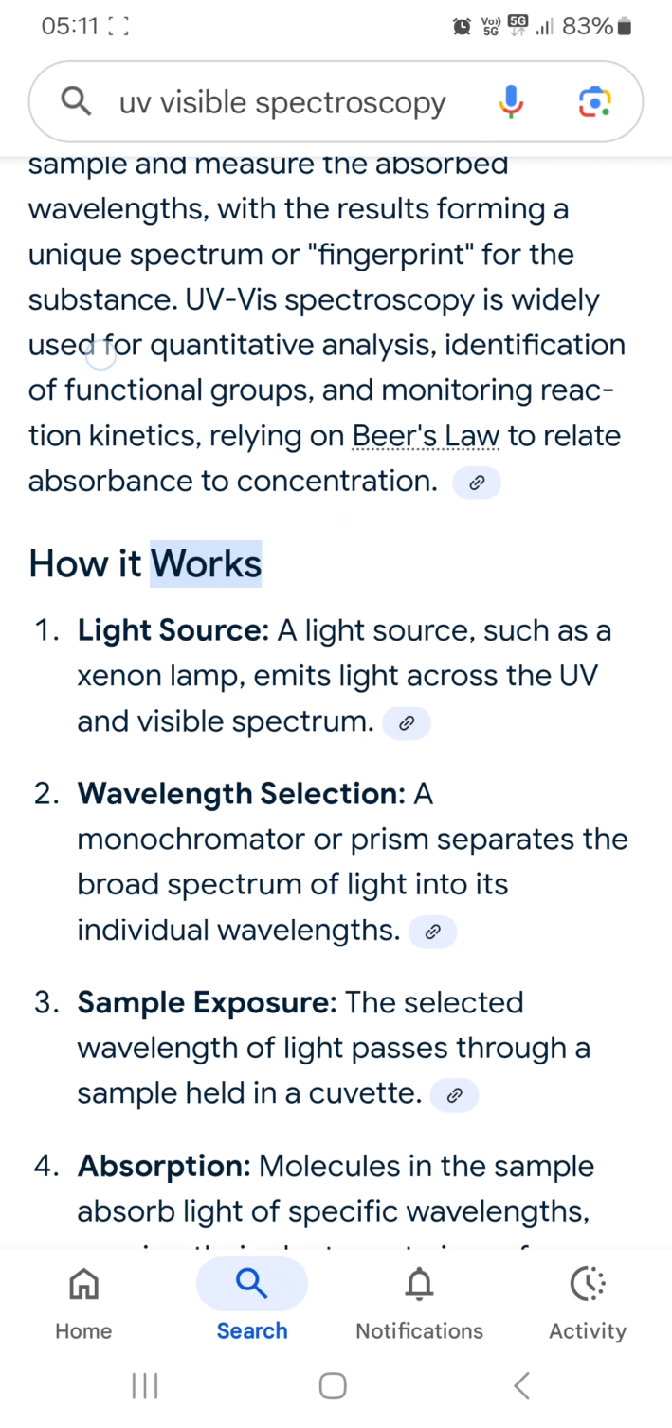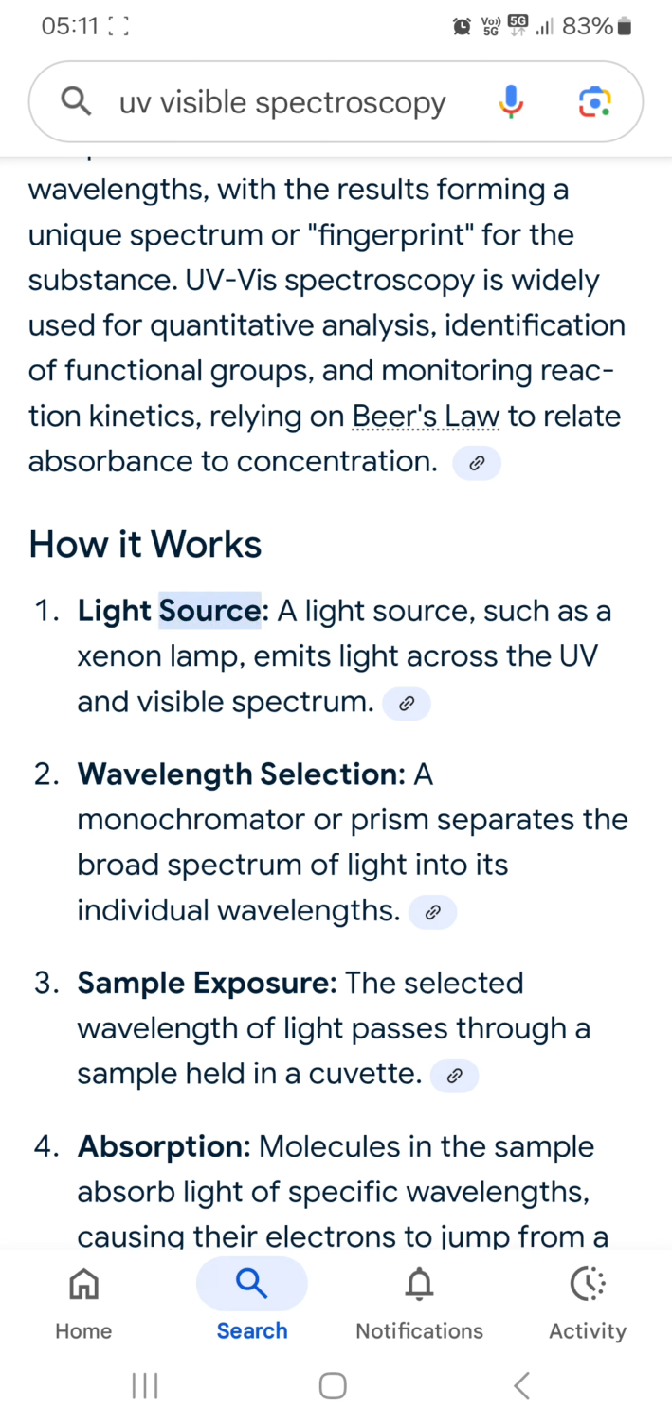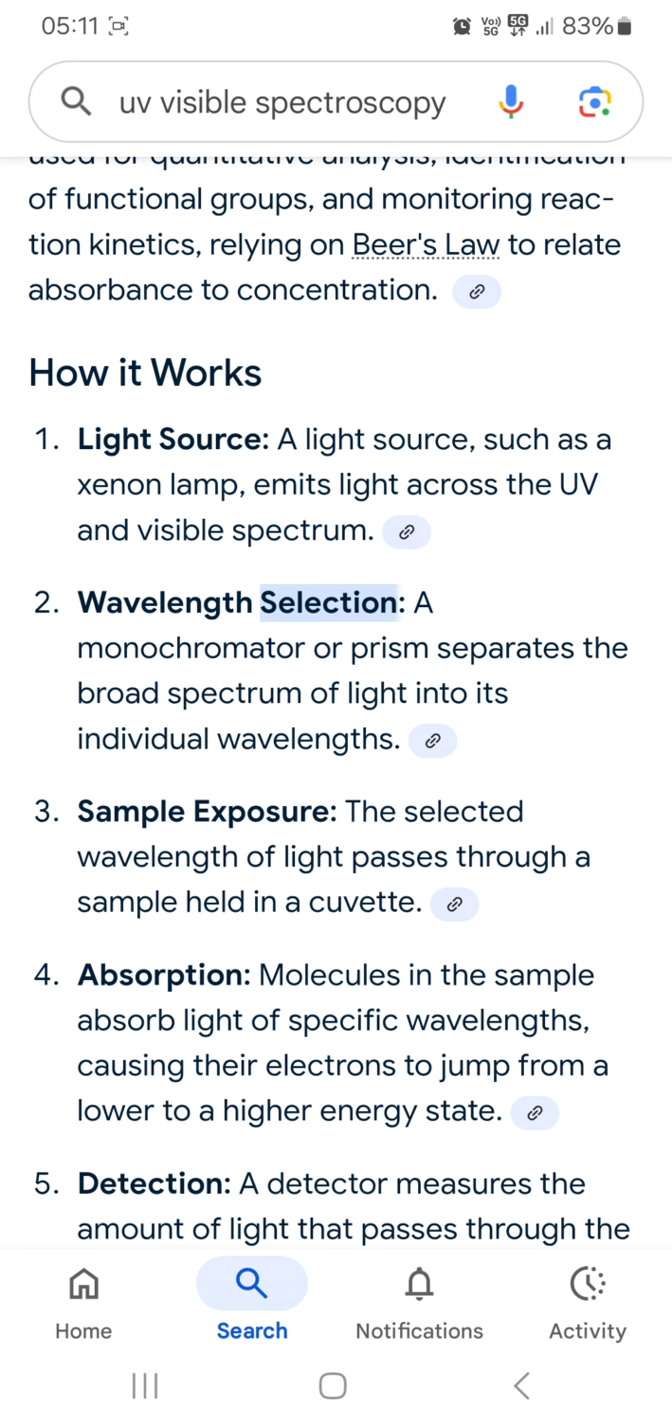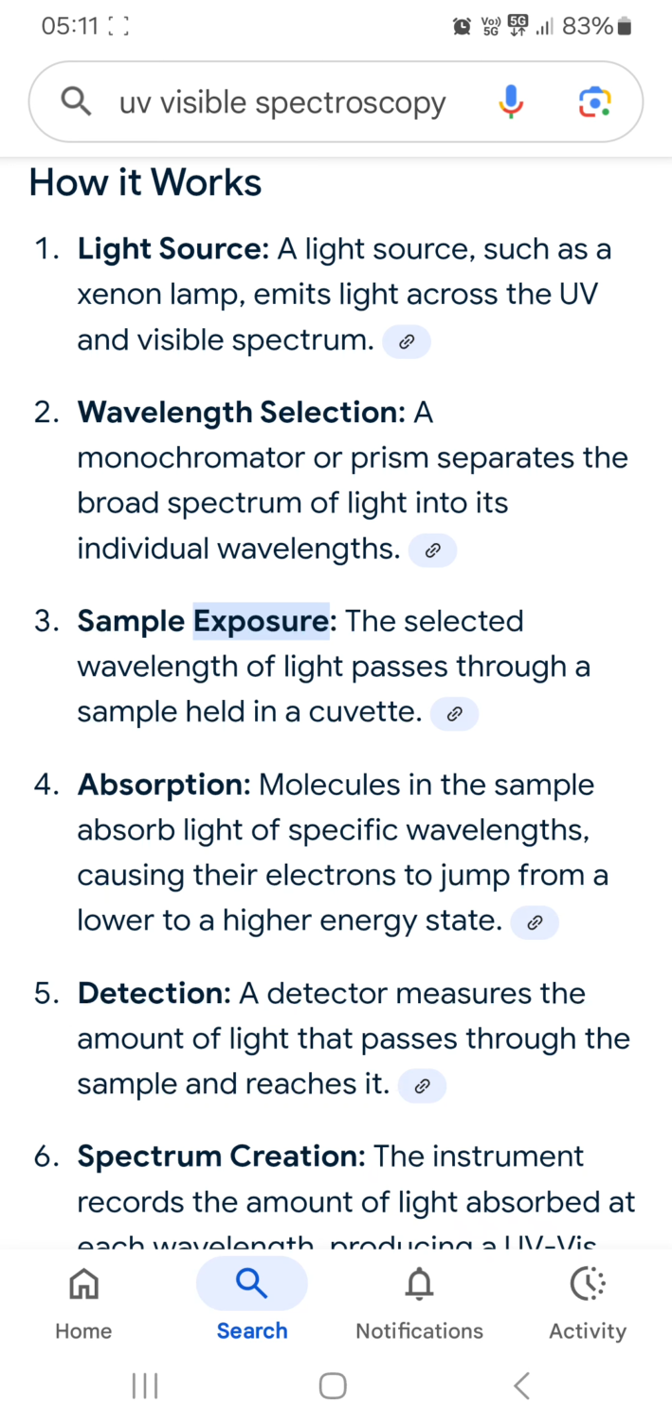How it works. 1. Light source. A light source, such as a xenon lamp, emits light across the UV and visible spectrum. 2. Wavelength selection. A monochromator or prism separates the broad spectrum of light into its individual wavelengths. 3. Sample exposure. The selected wavelength of light passes through a sample held in a cuvette.